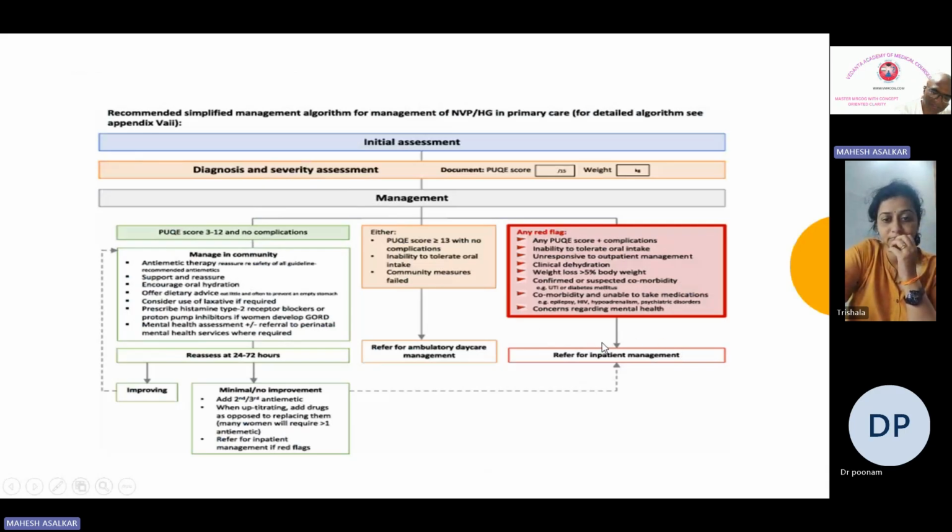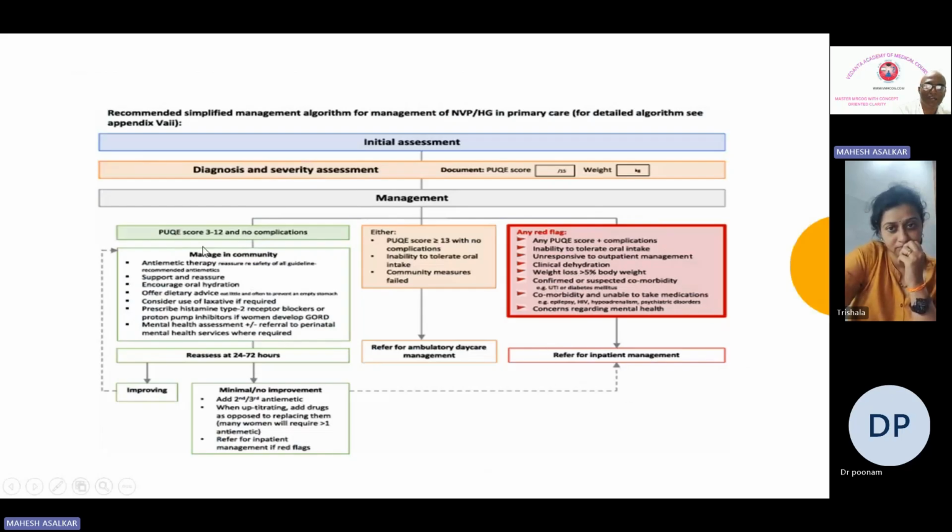So whenever in the question or the exam, if you are given a scenario and that scenario has got any red flag sign, like any score with complication, patient has got some complication, or inability to tolerate oral intake, or unresponsive to OPD management, clinical dehydration, or if there is a weight loss more than 5%, confirmed or suspected comorbidity, like patient has got UTI, diabetes, comorbidity, and unable to take medication, she is a known case of epilepsy. These are all we have discussed. These patients directly go for indoor management.